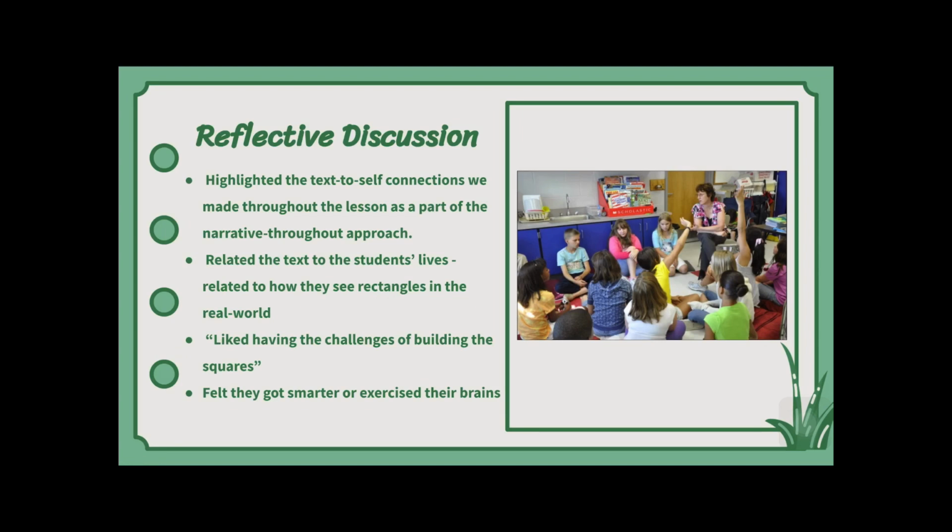At the end of the article, they had a reflection discussion. The authors discussed some of the aspects from the lesson that they liked and learned from the students. Some of these ideas and thoughts were how the narrative throughout approach was made to highlight the text-to-self connections they made throughout the lesson and relate the text to the students' lives.